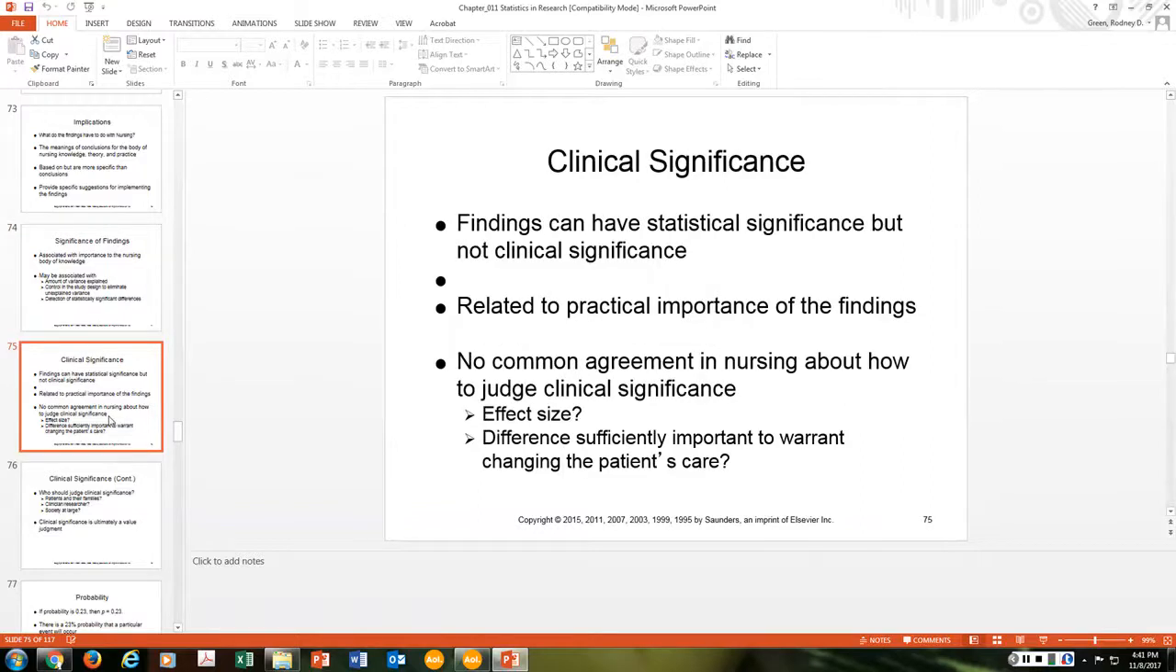Findings can have statistical significance but not clinical significance. It's related to the practical importance of the findings. So even though you have data that reaches the less than 0.05, it may not be that important for practice. There is no common agreement in nursing about how to judge clinical significance.